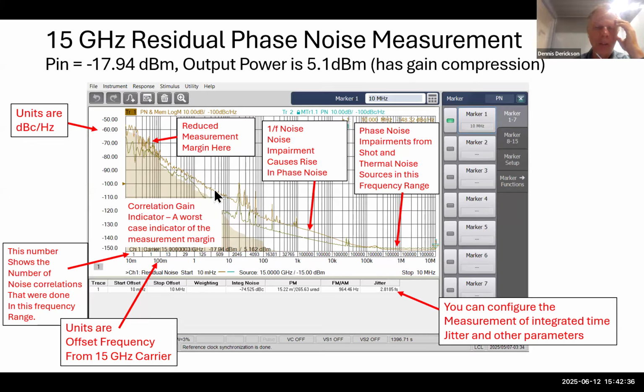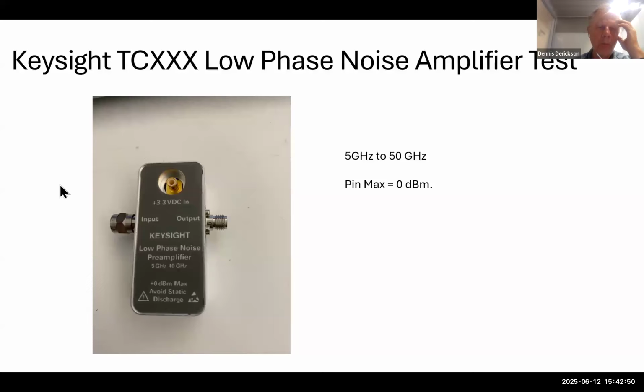So here's an example of a residual phase noise measurement right here. It shows PN for phase noise. We can also measure amplitude noise separately from phase noise and resolve them both individually. Okay, let's look at a different kind. That was just an introduction to the residual phase noise measurements.